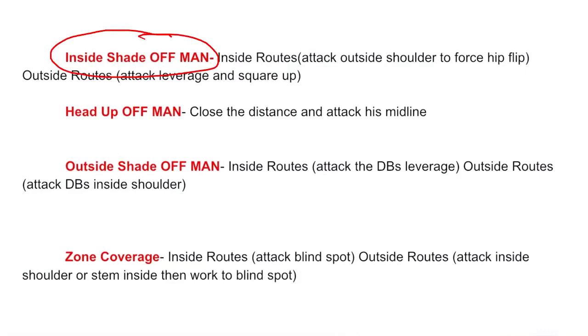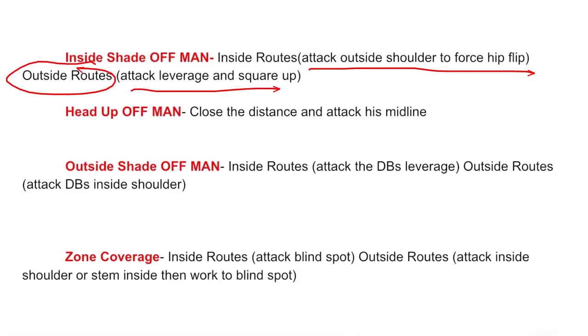So first one we're going to be talking about here is inside shade off man. So we're going to kind of explain what this coverage is, what you should do for each specific route. Then we're going to show a live game example of an NFL wide receiver running a route against this coverage or a college receiver. So first thing, inside routes against inside shade off man, what you want to do is you want to push and attack the outside shoulder to force the hip flip. And then if you have an outside route, you want to attack the leverage and square up the DB. Okay, so let's talk about that.